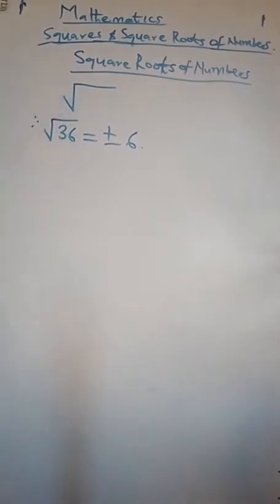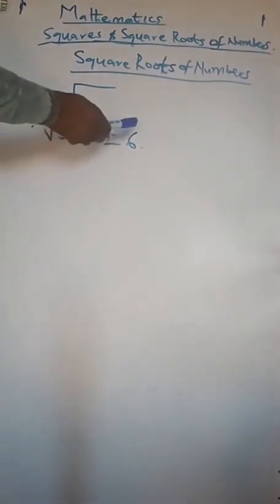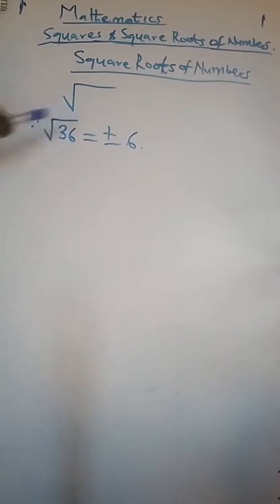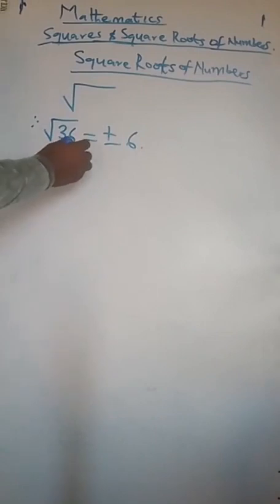Let's now put it in our definition. Square root of 36 is 6, that when 6 is multiplied by itself, it gives the original 36. That is just the simple meaning of square root. We can also define square root as raised to power of half. That is, square root of 36 can be expressed as 36 raised to power half.